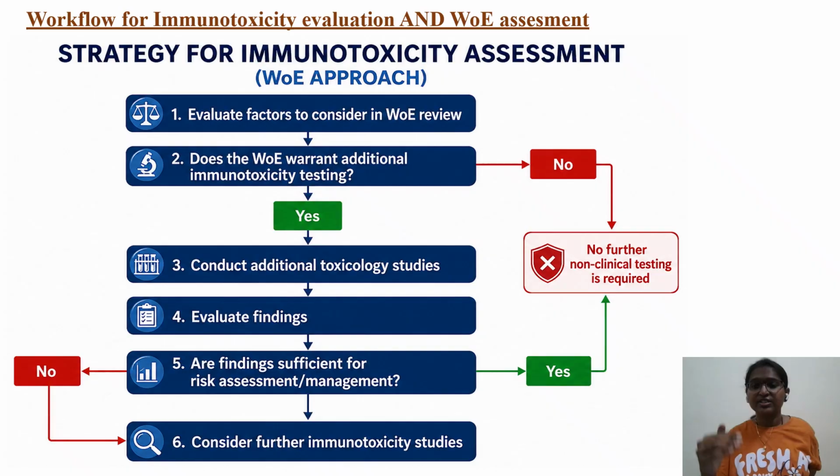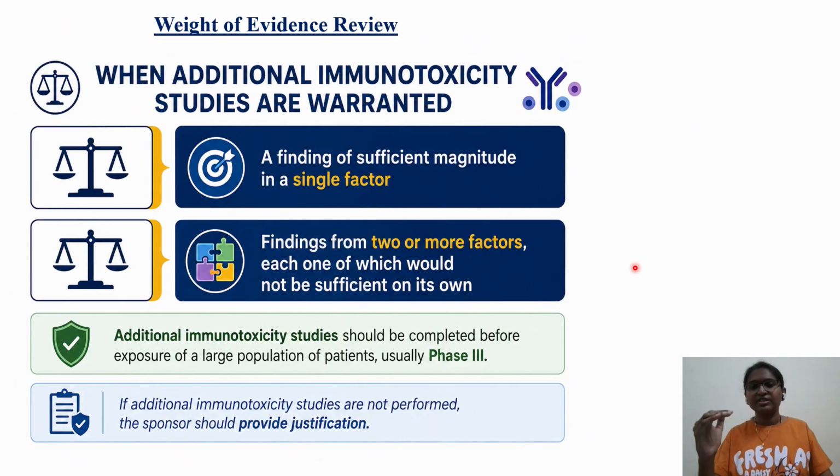So this is a decision tree that we were discussing. Whenever you are developing a new drug, you have to check what are the factors that have to be considered in the weight of evidence, and does the weight of evidence warrant any additional immunotoxicity study? If it is yes, then you have to consider the TDAR assay or NK cell assay. And if there is no potential concern, no further non-clinical testing is required. So these are the weight of evidence that you have to consider.